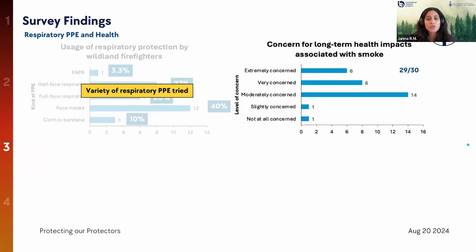Next, we assessed the distribution of concern for long-term health impacts associated with smoke, where 6 people were extremely concerned, 8 were very concerned for long-term health outcomes of smoke exposure, and in general, 29 out of the 30 respondents, so about 97%, expressed a level of concern for health outcomes.